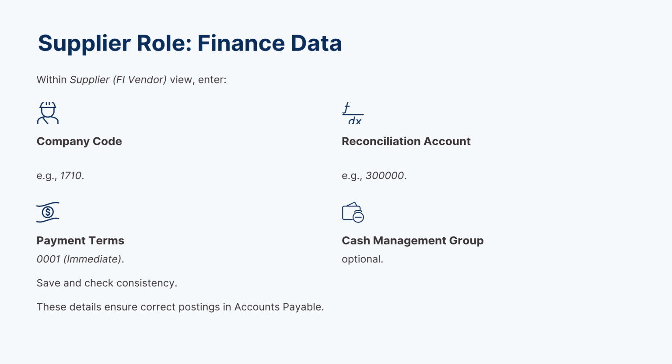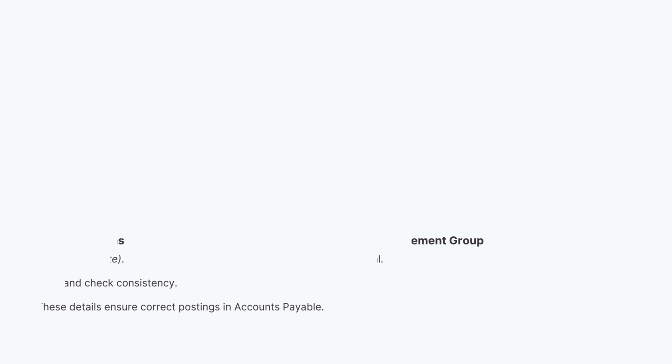Supplier role, finance data. In the Supplier FI vendor view, assign the company code, for example, 17110. Enter the reconciliation account, such as 3000, and payment terms like 0001 immediate. Save your entries. This financial segment defines how supplier transactions post in the accounts payable ledger.